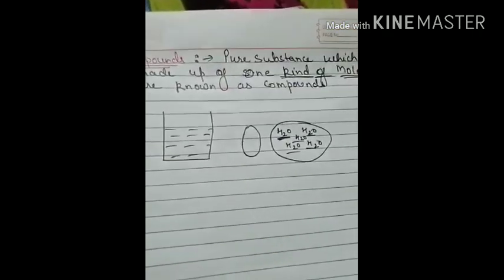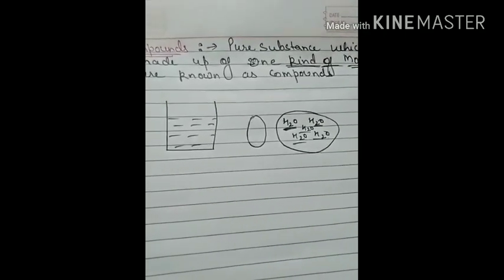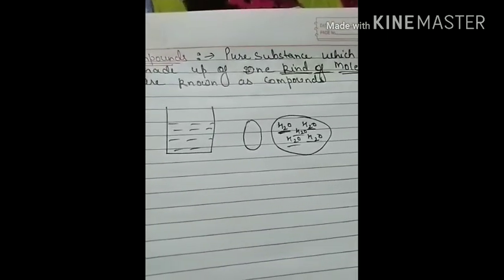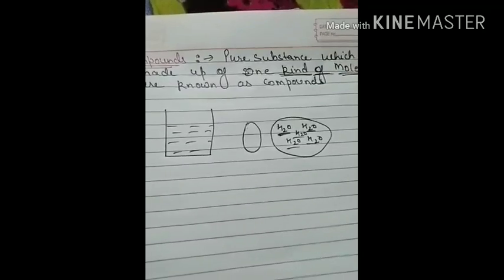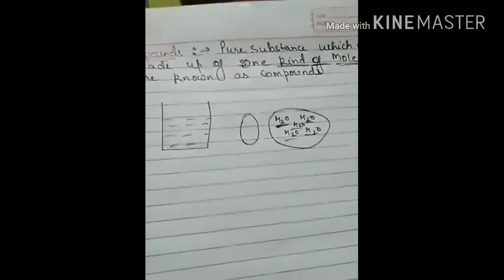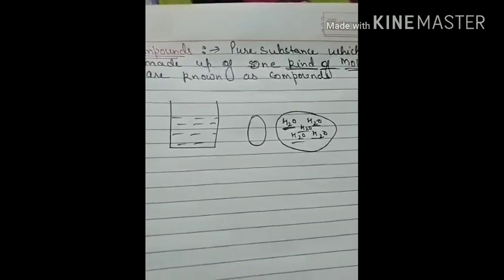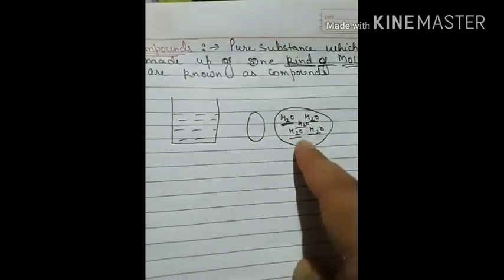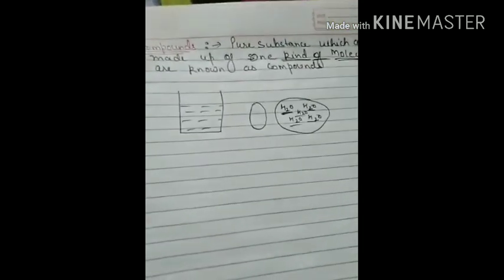If I talk about pure substances, pure substances are those which are made up of one kind of particles. These particles may be atoms, or these particles may be molecules. And when we want their smallest unit, it will be either an atom or a molecule. So these are pure substances. Clear? So water is a pure substance. Now why? You will tell me.